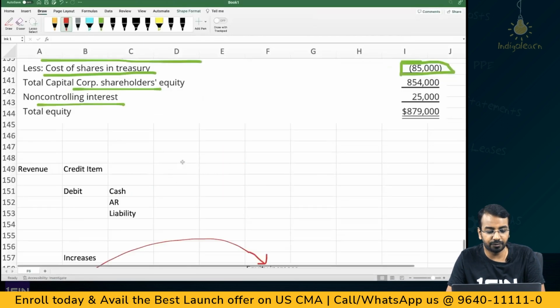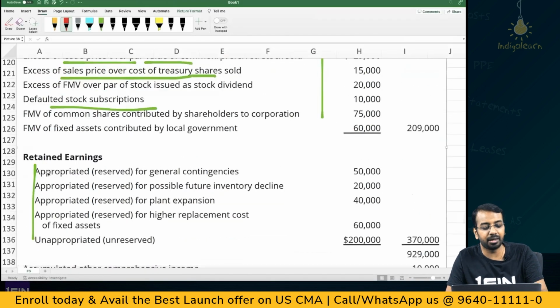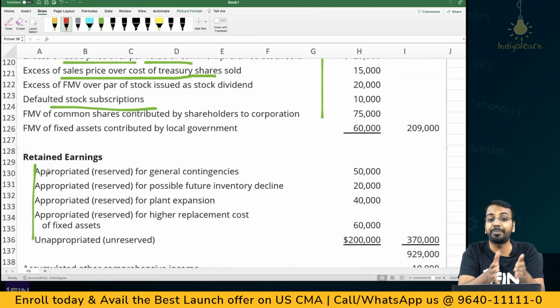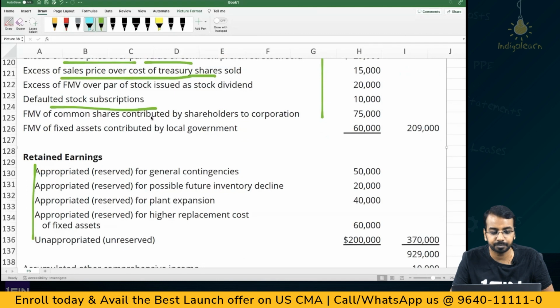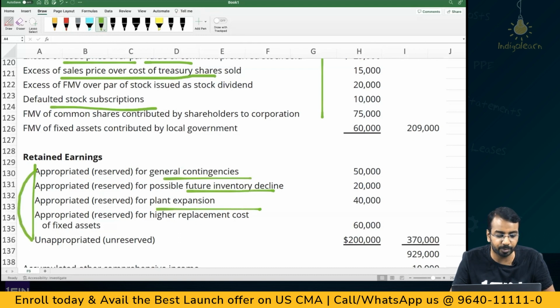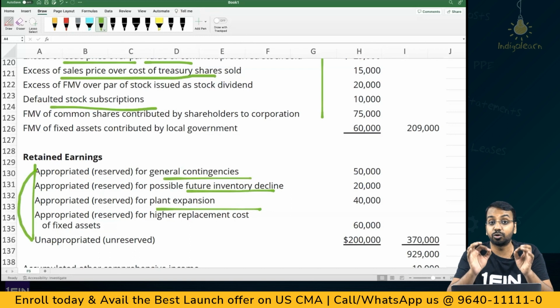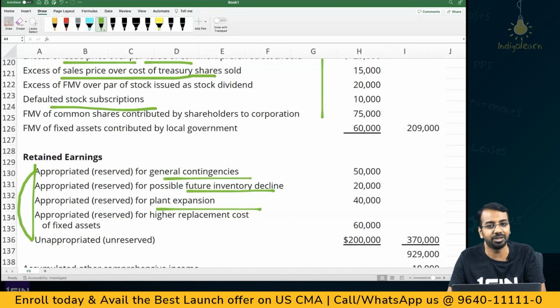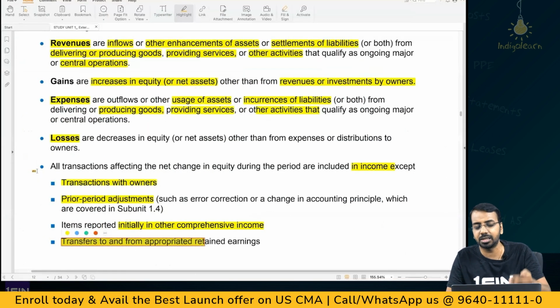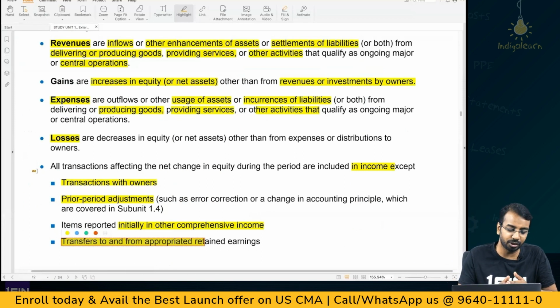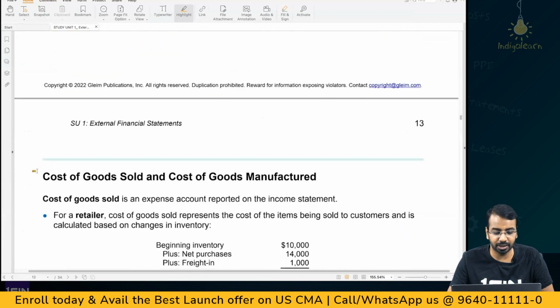So here if you see, there are some retained earnings which are appropriated. Appropriated means kept aside. I have kept aside for general contingency. I have kept aside something for future inventory decline, for plant expansion. So the movement from unappropriated to appropriated should happen in the balance sheet. It will not happen in the income statement. Some of these things you may not be able to understand fully now, but as we complete this particular study unit, you will be able to understand it fully. Okay. So that covers the income statement.